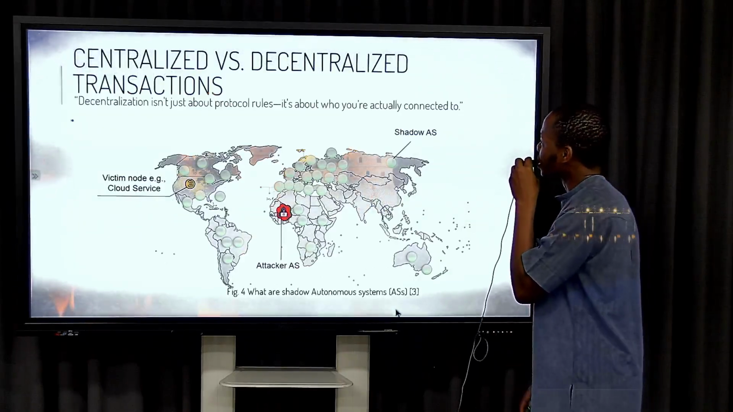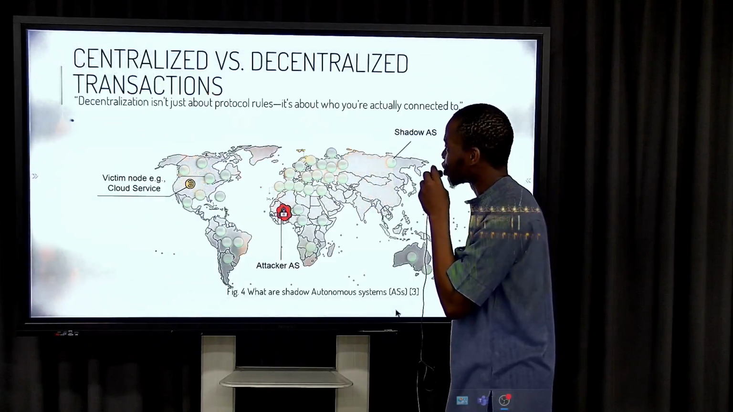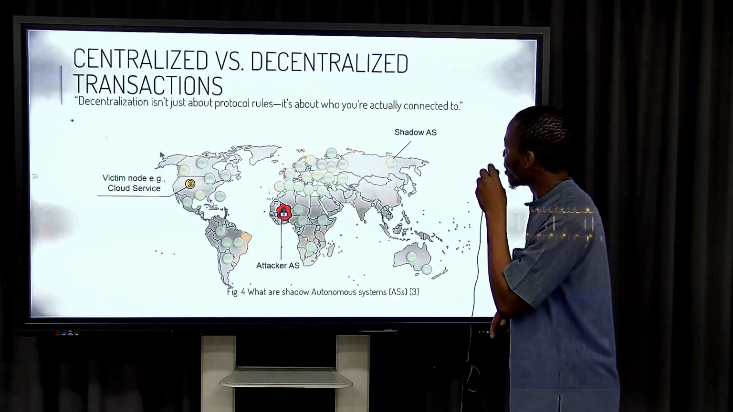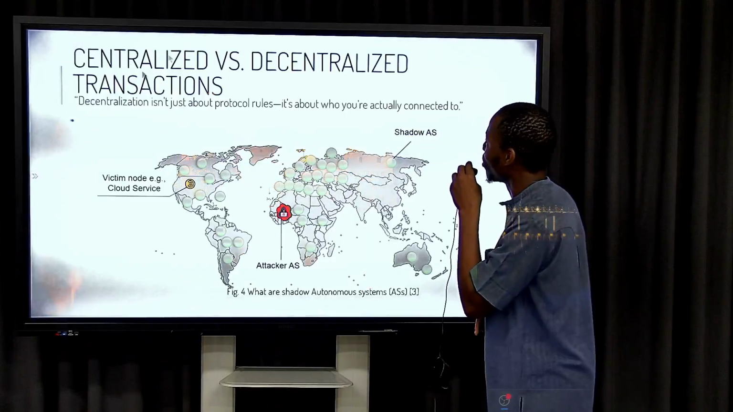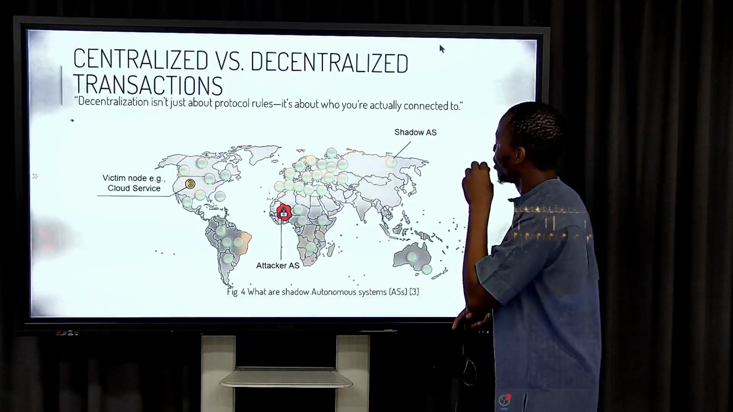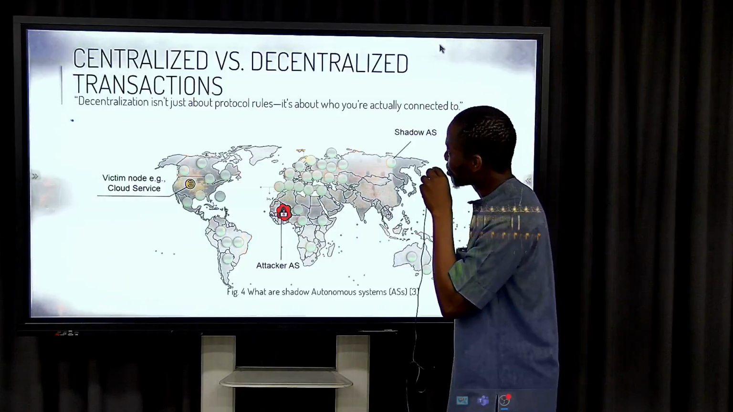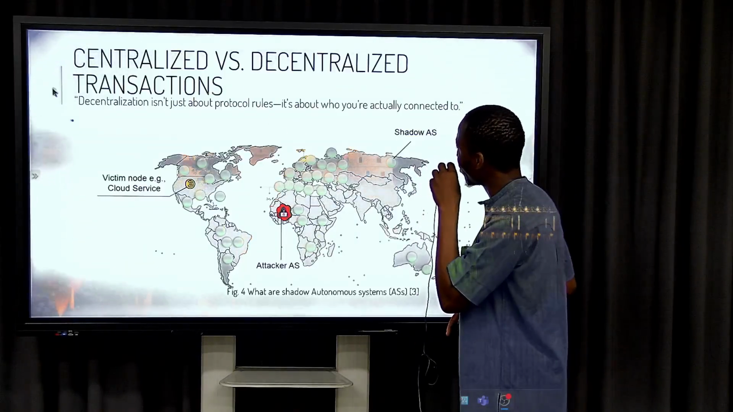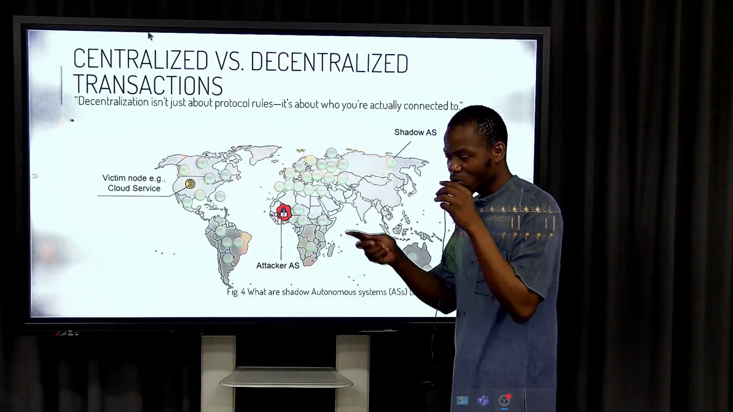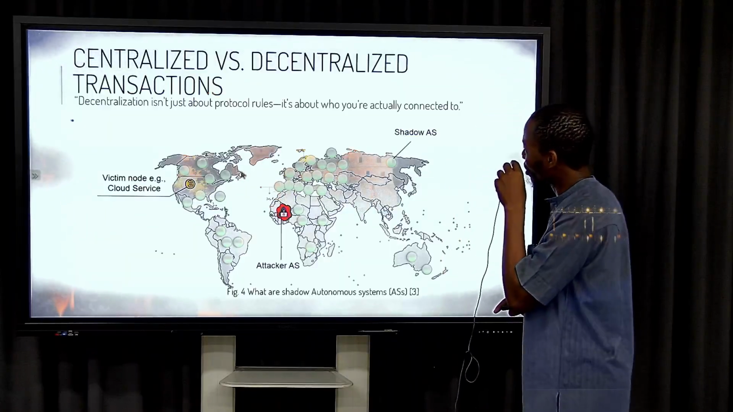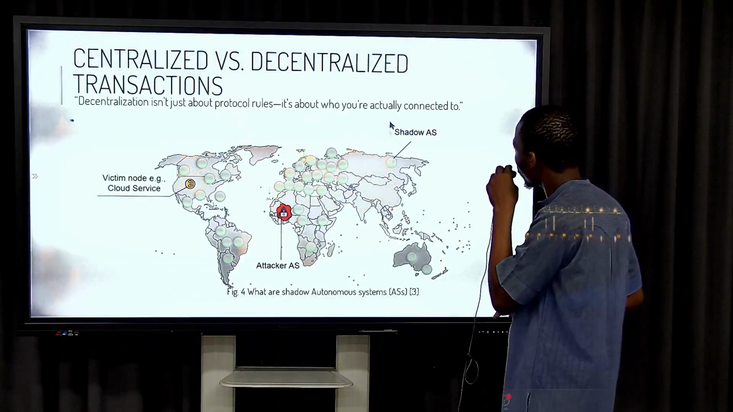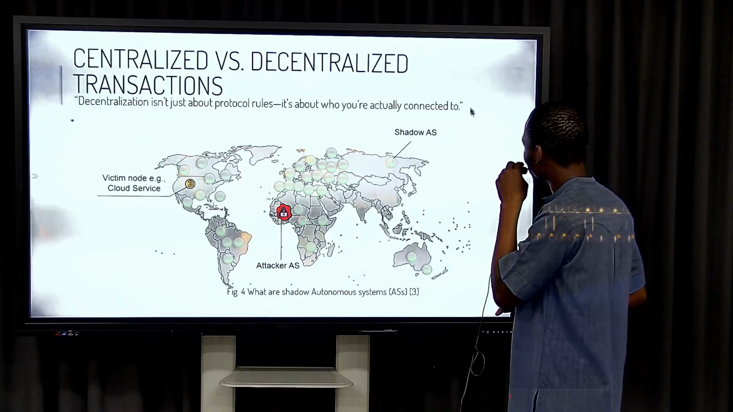Next, we look at centralized versus decentralized transactions. In this particular slide, we have the word centralized, and we have decentralized. Then we also have transaction. It's worthy of note that decentralization isn't just about protocol rules. Protocol is just a rule that guides the operation of a particular system. It's not just about the protocol rules, it's about who you are actually connected to.